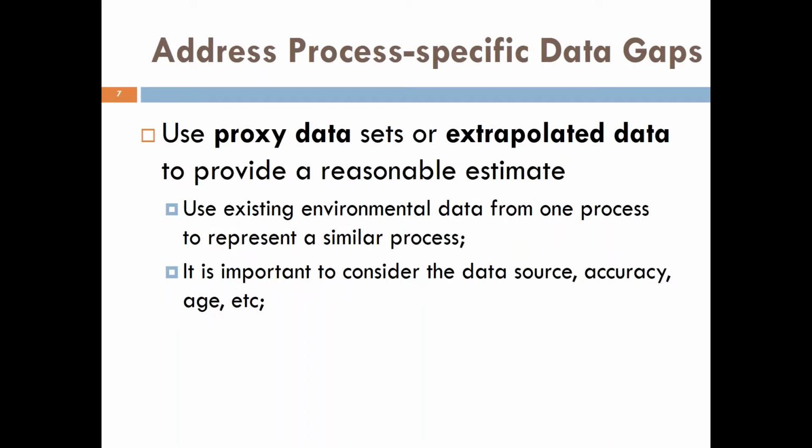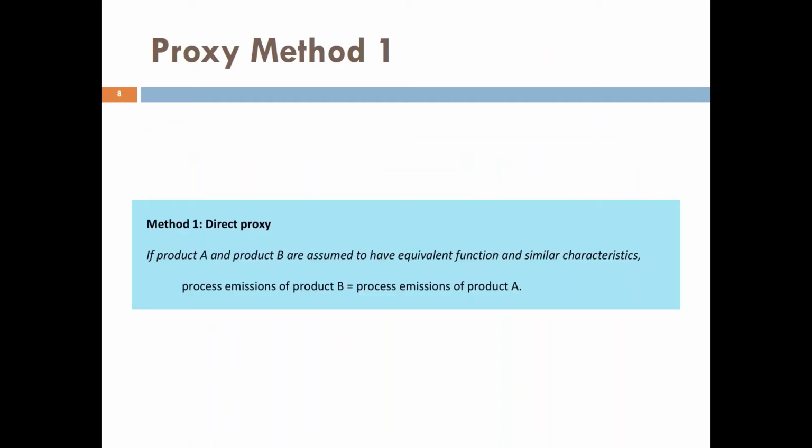So for the process-specific data gaps, use proxy data set or extrapolated data to provide reasonable estimates. So it's basically proxy data or extrapolation, interpolation, those kind of techniques. It will be easier to actually look at the methodology. There are multiple methodologies that are really precisely described in the AA guideline. So we will do some exercise on that.